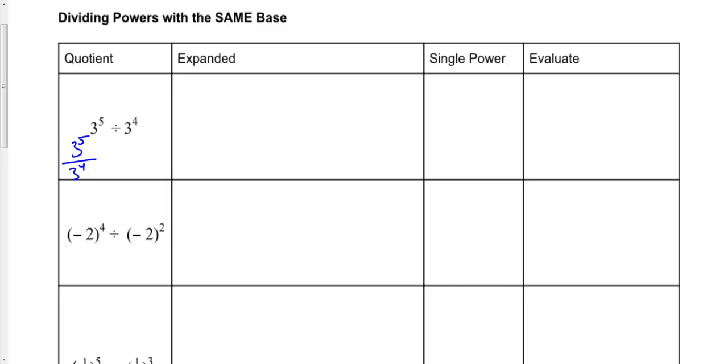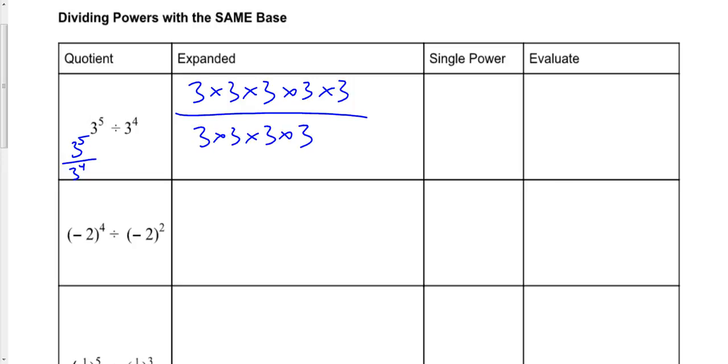Okay? And so here's what we're going to do. We're going to write this out. So 3 to the power of 5 means 3 times 3 times 3 times 3 times 3. So 1, 2, 3, 4, 5. And that's over the exponent 3, or 3 to the exponent 4. So 3 times 3 times 3 times 3. Okay? So what you'll notice is that, again, when you're dividing numbers, if you divide a number by itself, you end up with an answer of 1.